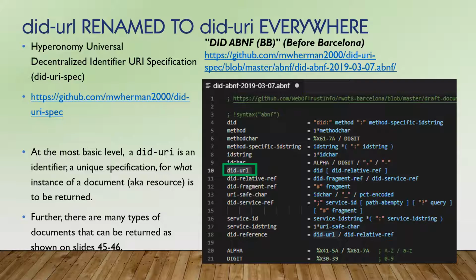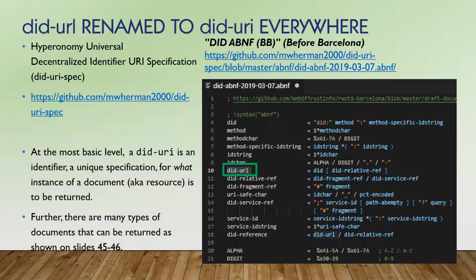So just a note here, because it's kind of late breaking news. The did-uri-spec has been renamed everywhere to be the did-uri-spec. This was creating a lot of confusion, calling it did-URL. Where it came from is, if we look at the grammar here, this is the before Barcelona grammar, it had something called did-URL, and I kind of fixated on that.